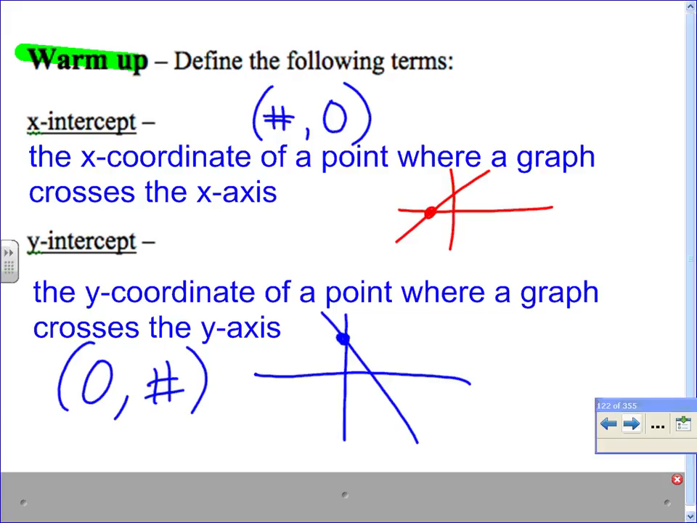You will see x and y intercepts with all types of function graphs. So quadratic function, absolute value graph, all those different functions we learned about, you will see the x and y intercept for each of those. You'll find them for each of those. Charles? Correct. Very good.